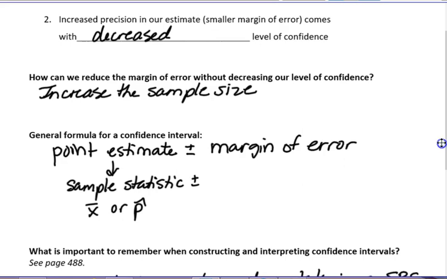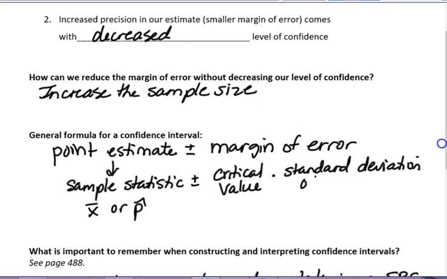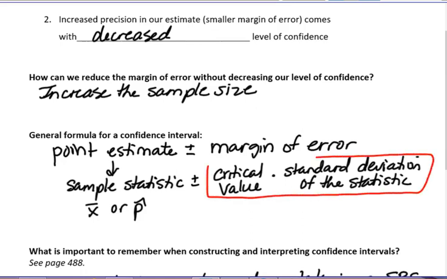The margin of error comes from two parts. There is a critical value, and I'll explain what that means in a minute, times the standard deviation of the statistic. So both of those put together form the margin of error. So this together is the margin of error. Now, let's think about, first of all, the standard deviation of the statistic.